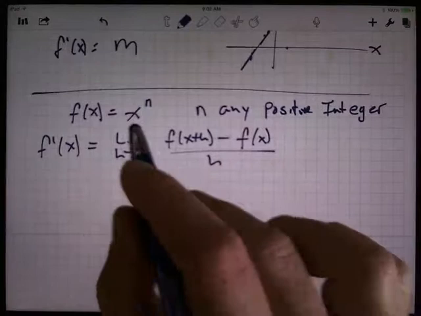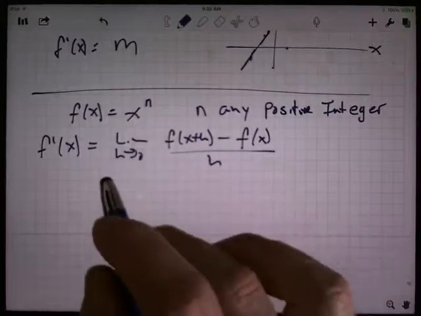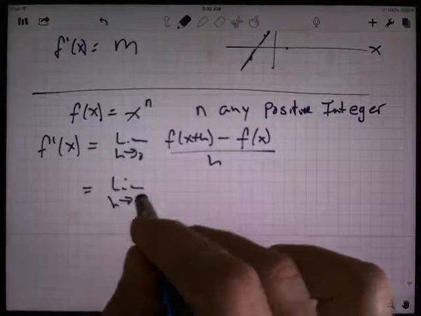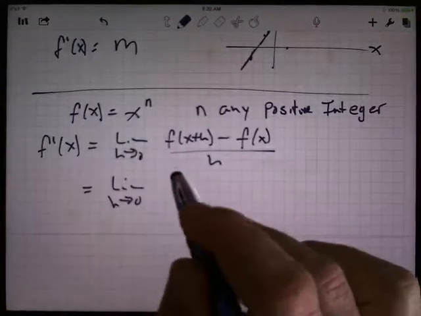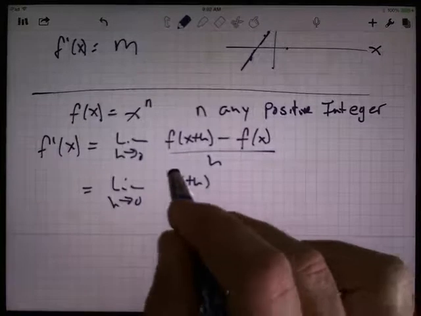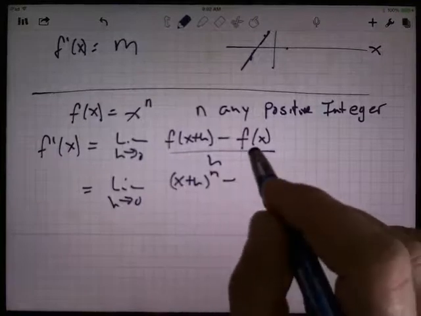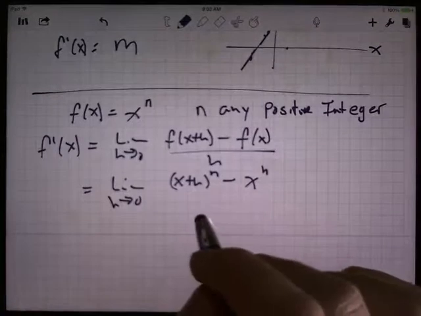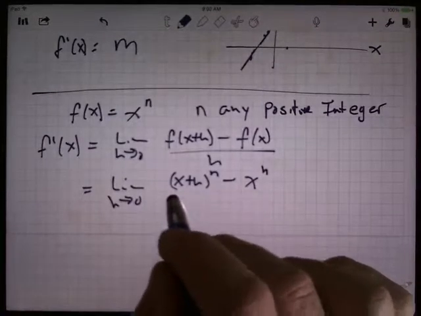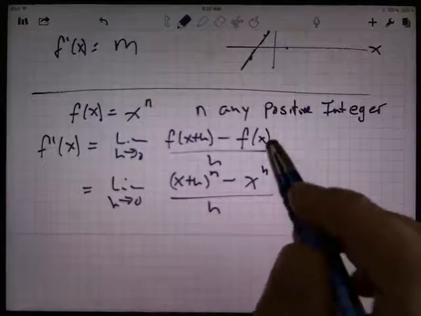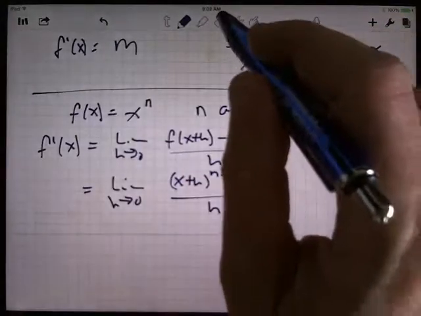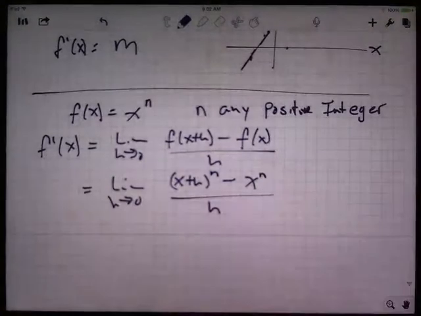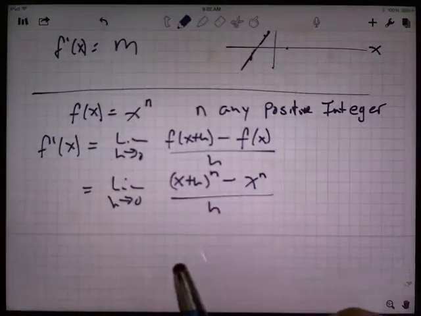I'm going to apply my function to this now, or apply this to my function, whichever way you think of it. This is the limit as h goes to 0. Now f of x plus h is x plus h to the n, and then minus f of x, that's just x to the n, all over h. And I realize here that my n's and h's look kind of alike, so I'll be a little careful. That's an n. Okay, it's an h in the denominator, that's an h right there.